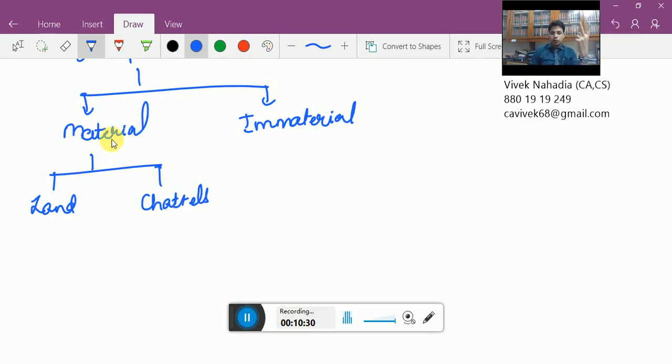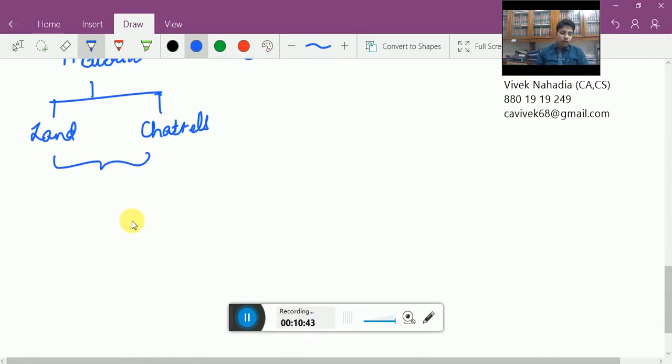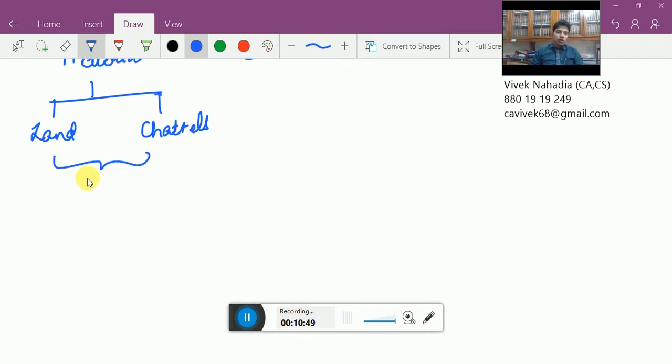So what are material things? There are two: land, and except land, that is chattels. Ultimately these two are material things, and these two together are called corporeal property. And it's obvious also. See, the word here is real. These are material things, so these are real. That's why corporeal property. Now we come to the second kind.